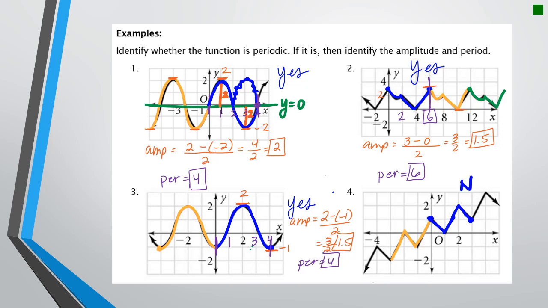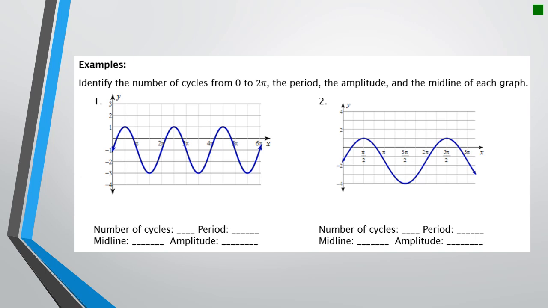So that means we don't have to figure out, excuse me. So because it's not periodic, we don't have to talk about amplitude and period. There are 4 things we have to identify in these next examples. The first is the number of cycles between 0 and 2 pi, what the period of the graph is, the amplitude, and then the midline of each graph.